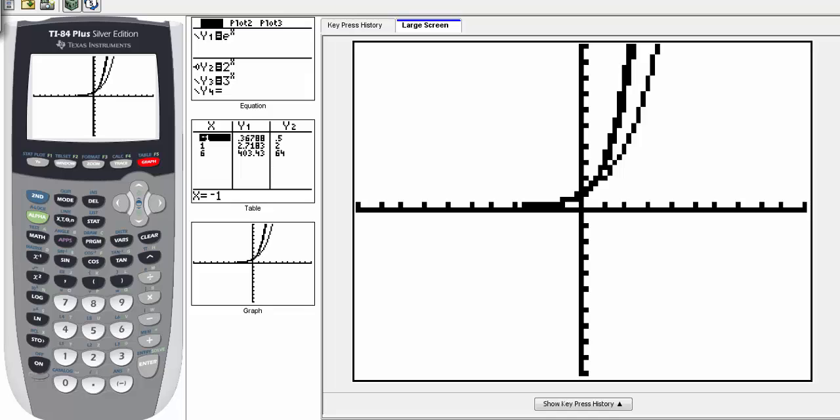Notice it's to the left of e to the x because it's going to increase a little bit faster than the 2 to the x. So if you notice here, they're almost identical because one is 2.7 to the x and one is 3 to the x. So there's very little difference here between the two different graphs.